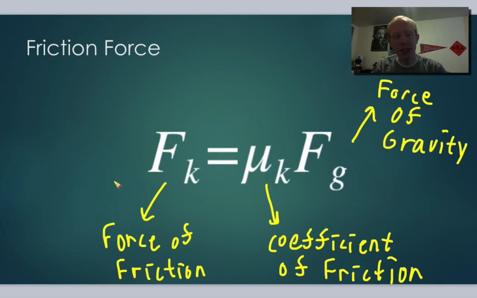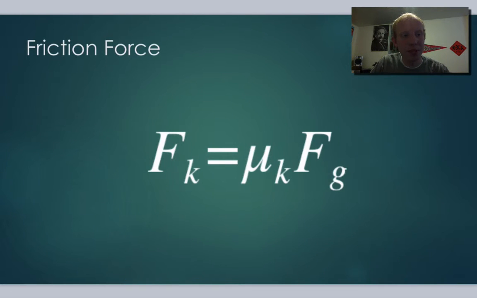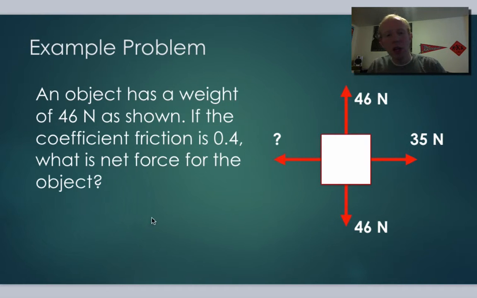All right, so that's our equation. Let's go ahead and see how we can use this in an example problem. An object has a weight of 46 newtons as shown. If the coefficient of friction is 0.4, what is the net force for the object? So we have this force diagram.